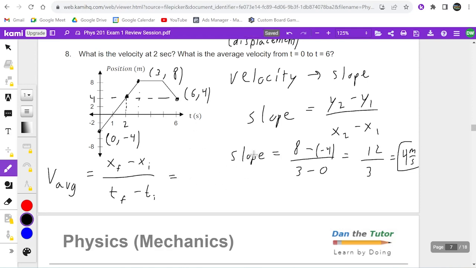Okay, great. x final's 4 minus x initial is negative 4 divided by 6 minus 0. You can just plug that in a calculator. You get 1.33 meters per second.